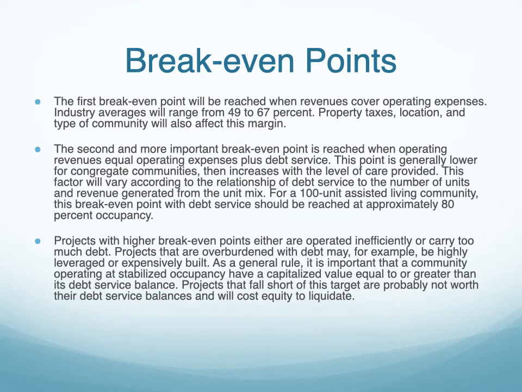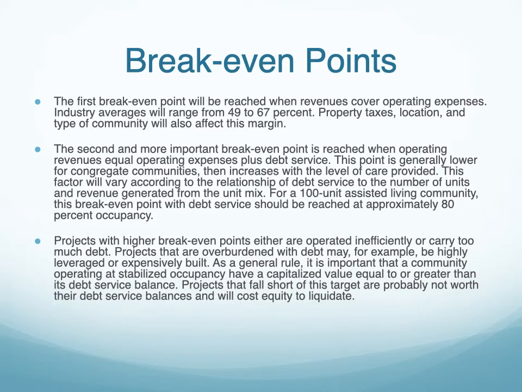Break-even points. The first break-even point will be reached in a new community when revenues basically cover operating expenses. Industry average will range anywhere from 49 to 67%. Property taxes, location, and type of community will also affect this margin.